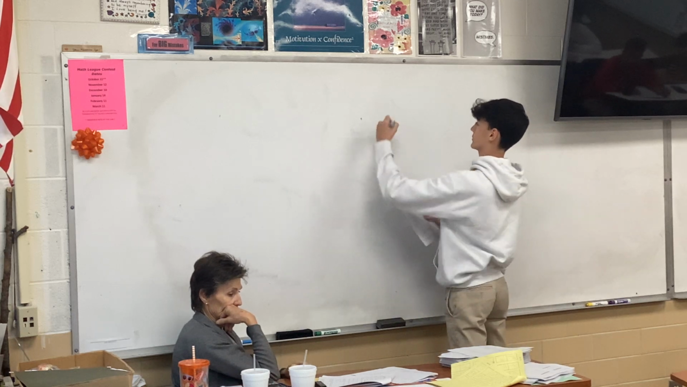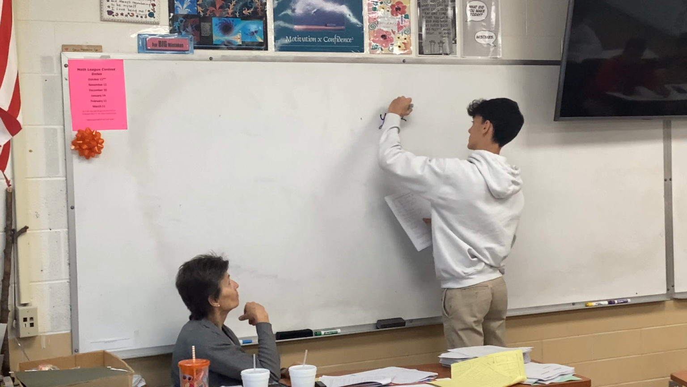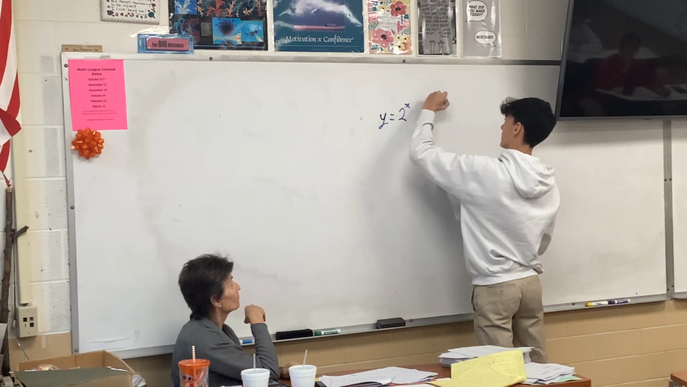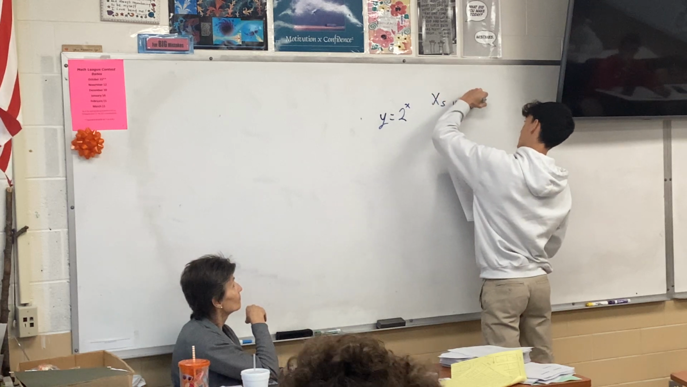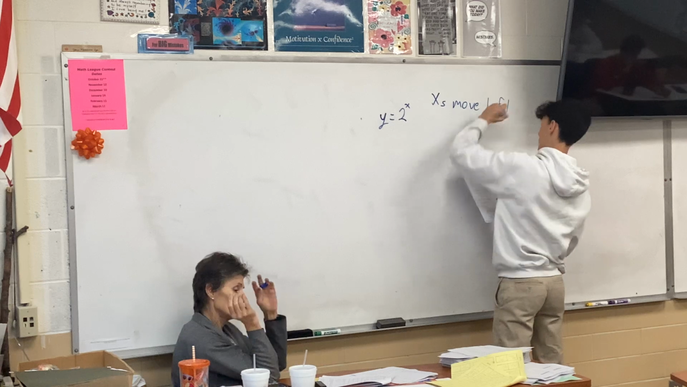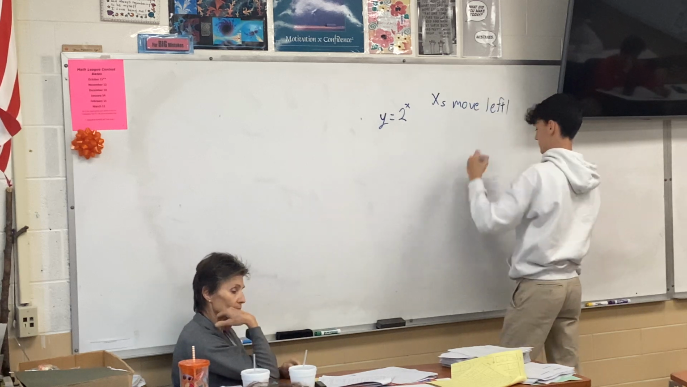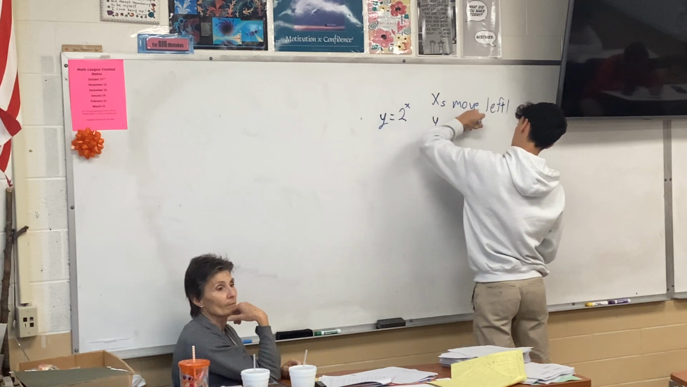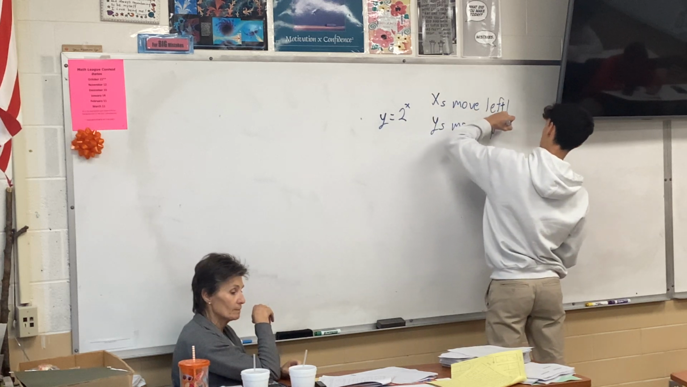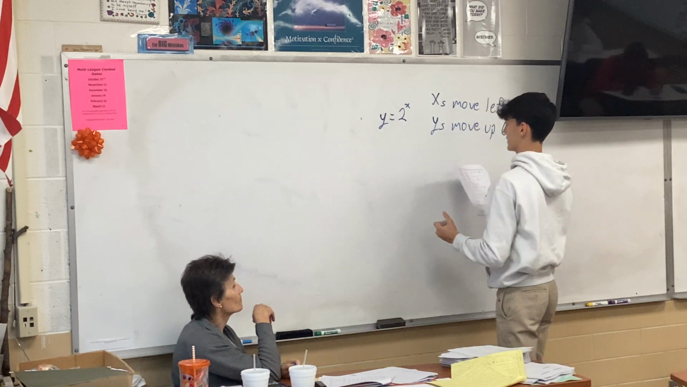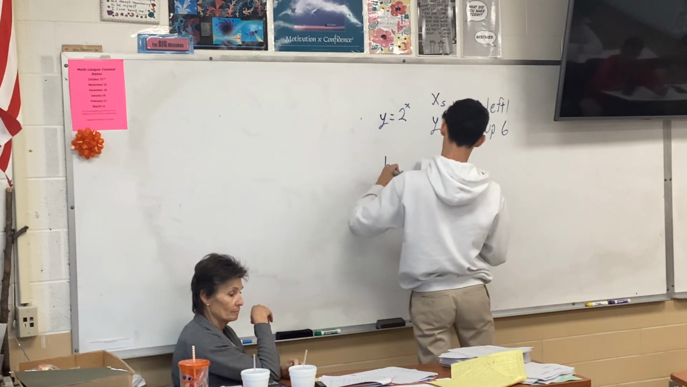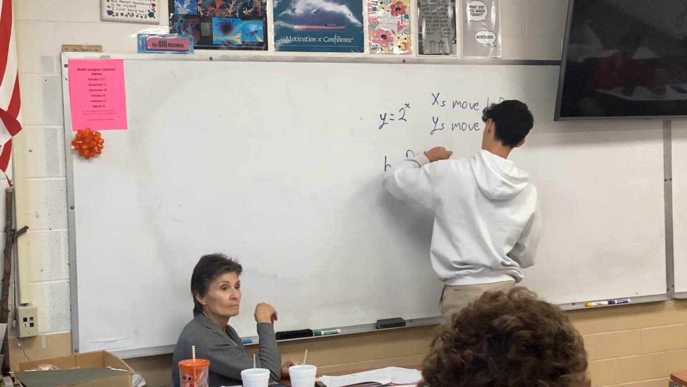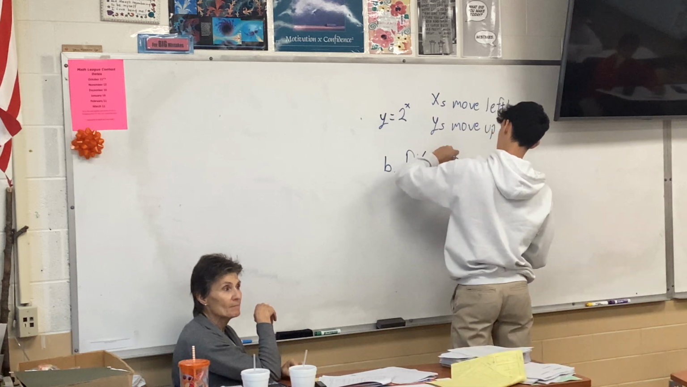so the parent function was... Let's listen up, you're gonna ask questions if you got them. The x's left 1, y's move up 6. Everybody okay with that? Perfect. All right, and then B. Negative 1 is negative infinity. What do you think about that?